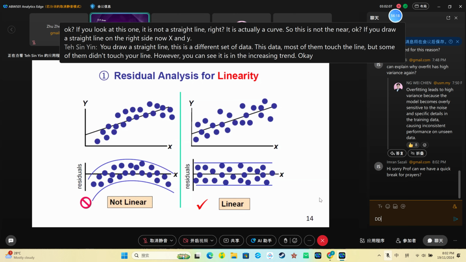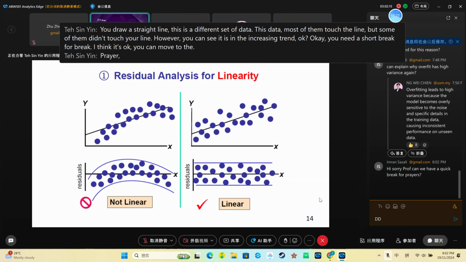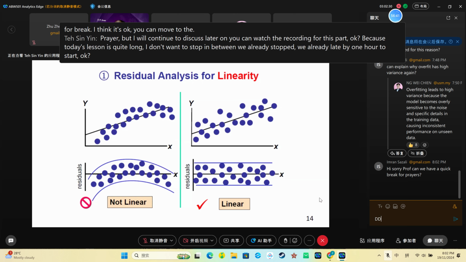Okay? You need a short break for prayer. I think it's okay. You can move to the prayer, but I will continue to discuss. Later on, you can watch the recording for this part, because today's lesson is quite long. I don't want to stop in between. We already stopped. We are already late by 1 hour to start. Okay, you can leave for prayer. I will share the recording later.